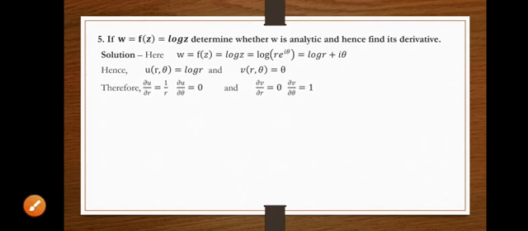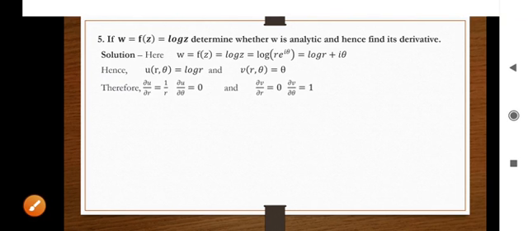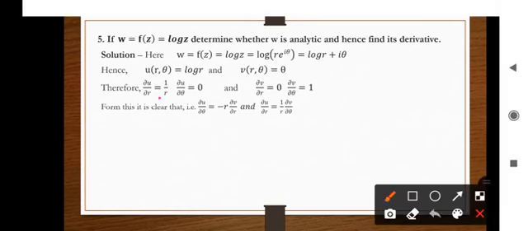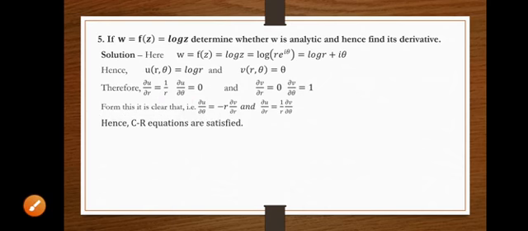So from these derivative results, check whether the given function is analytic or not. For this you have to use the CR equations in polar form. The CR equations in polar form are dou u by dou theta equal to minus r dou v by dou r, and dou u by dou r is equal to 1 upon r dou v by dou theta. From these 4 partial derivative results, these two equations, the CR equations in polar form, are satisfied, and hence we can say that this given function is an analytic function.